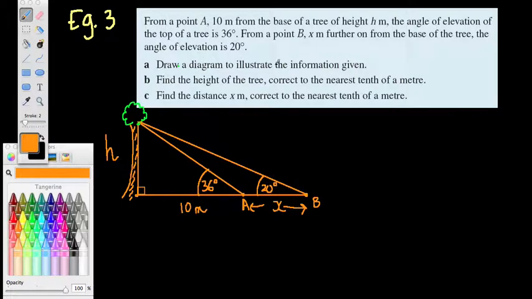Okay, so we've drawn a diagram to illustrate the information given. We've got point A marked, point B, we've got x, the 10 metres, the two angles of elevation and the height of the tree. We need to find the height of this tree correct to the nearest tenth of a metre. So let's do that now. So what I'm doing is I'm looking at this smaller triangle in here first. So where I'm moving the cursor now, the smaller triangle.